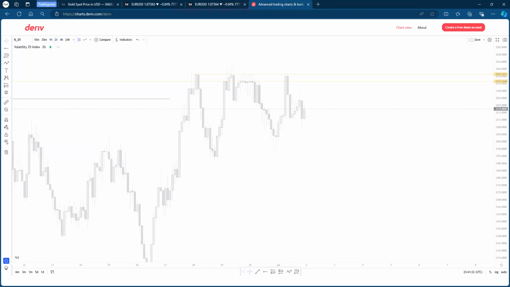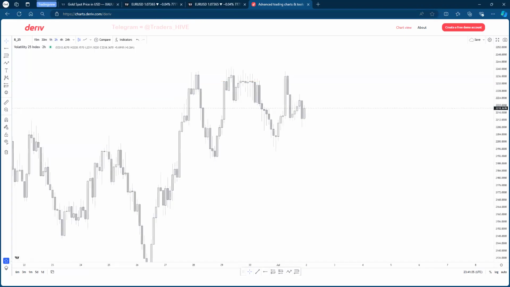Let me just use 2 hours. Let's use 2 hours because I'm still seeing the same price action on 2 hours. So it's still the same.